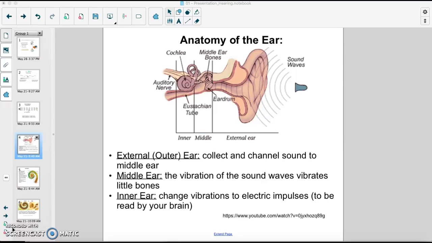Finally, once those little bones in your middle ear are vibrating, those vibrations translate to electrical impulses in your inner ear. A lot of this happens in the cochlea. The cochlea is going to translate those vibrations to electrical impulses that your brain can read.